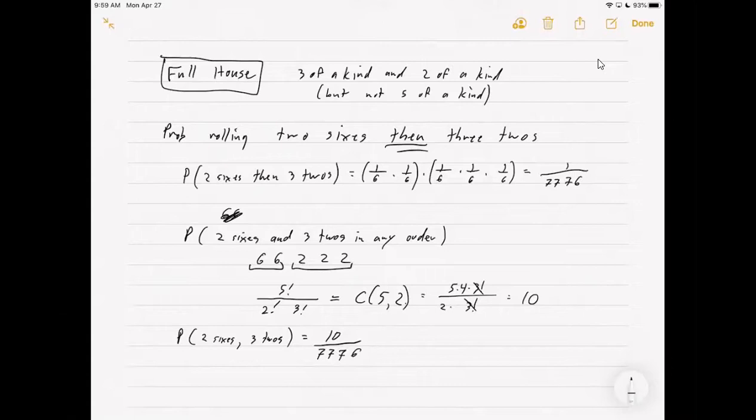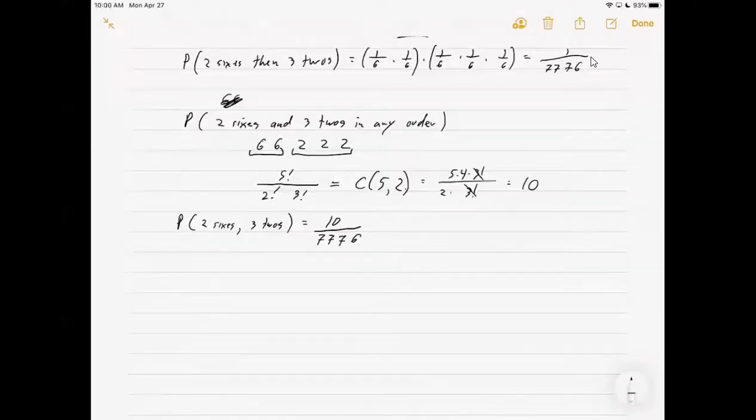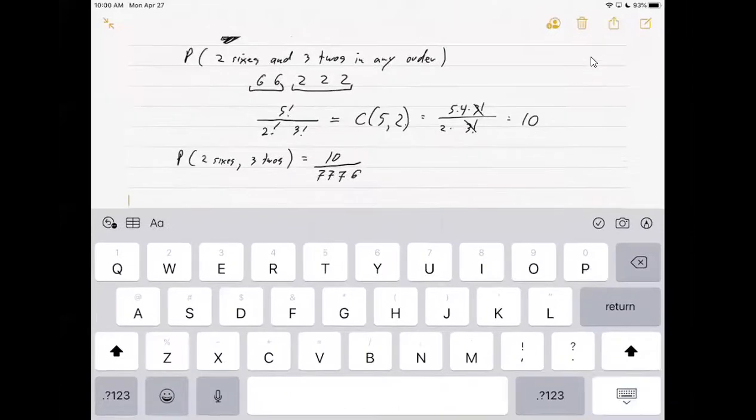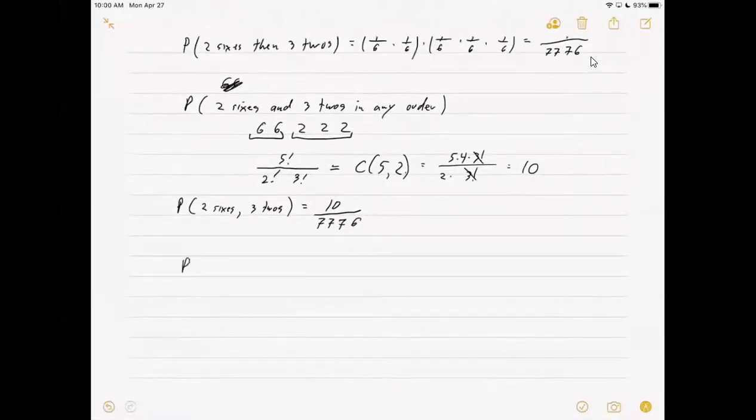Okay, so there we are at that point. Now let's take this just a step further. Okay, so now what we want to do, let me hide my keyboard there. We want the probability of getting a pair and a triple. We could do a triple, then a pair, it doesn't matter. The answer would be the same.